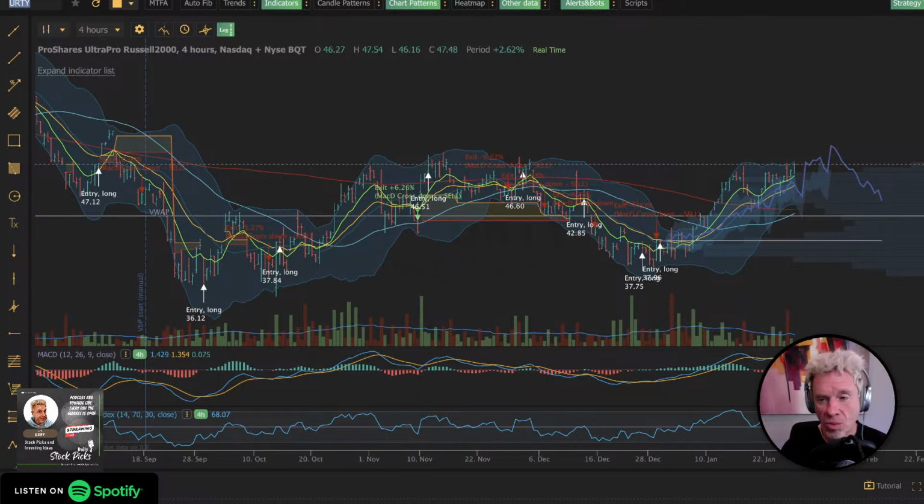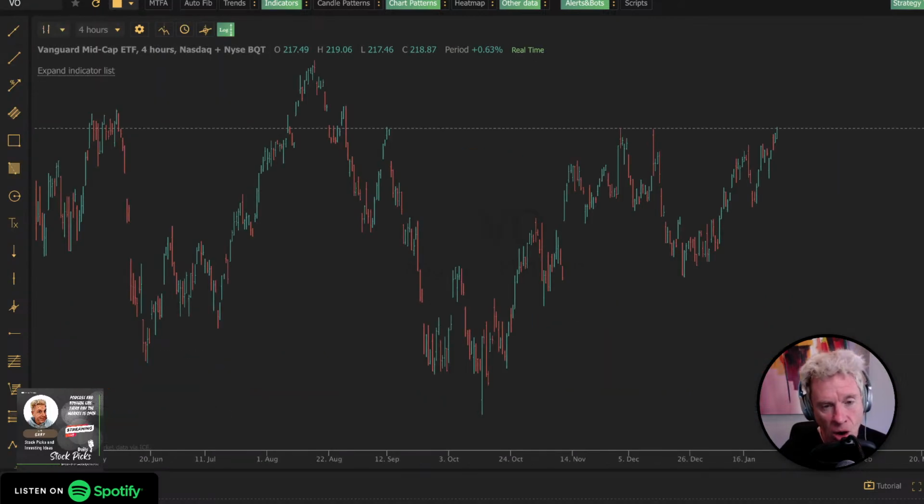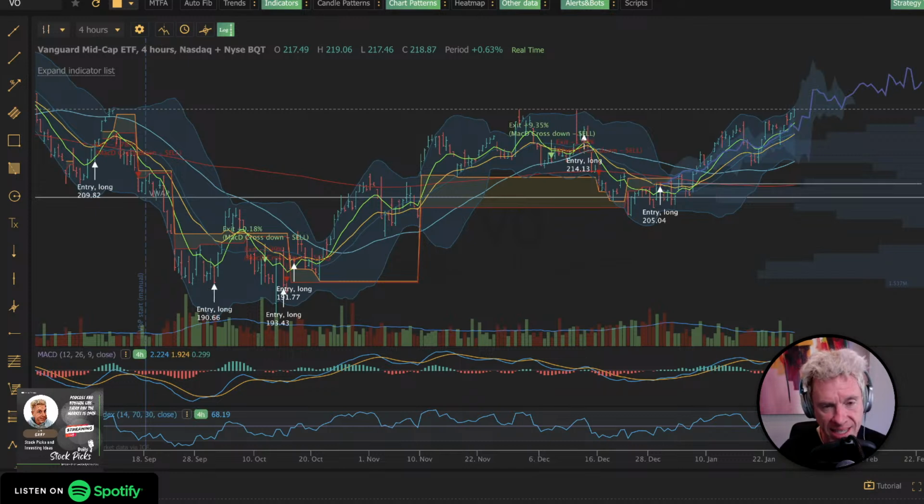Some of our Vanguard ones that had a cross up on Tuesday. Vanguard Mid Cap, VO. VOO is the S&P. VO is the mid cap. This one was a secondary cross up. You had an initial cross up in December at 205. On January 23rd, you were selling at 213. Today, you're at 218. Again, you're just looking for entries into the Vanguard ones.